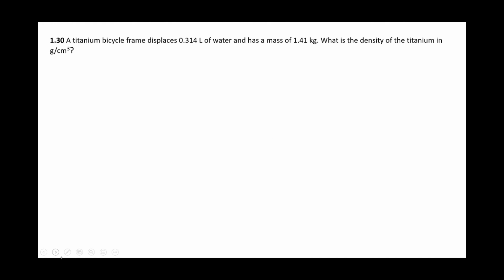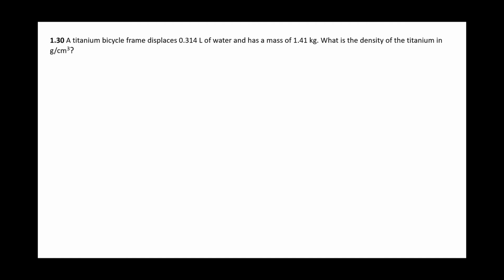So this is a textbook problem. This is coming from chapter 1, question 30 at the end of the chapter problems from the Pearson textbook. And this is an example of a unit conversion density problem.